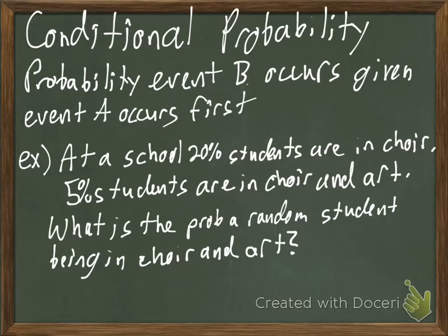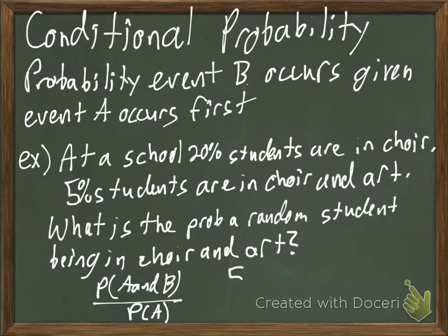So for example, at a school 20% of the students are in choir and 5% of the students are in choir and art. And we want to try to find out the probability that a random student is in art, given that they are in choir. So to do that, we are going to do the conditional probability, which is the probability of A and B divided by the probability of A, the first event. We're going to explain more what the top of this means later. But what this basically means is the probability that this happens divided by the probability that A happens first.